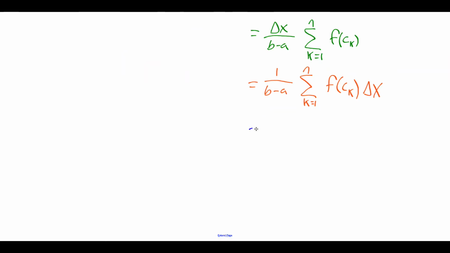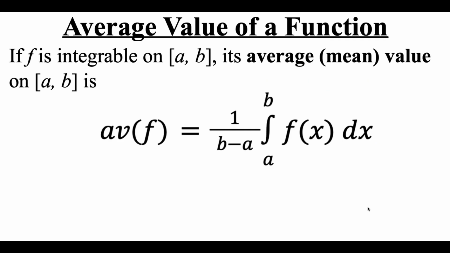And as we talked about those Riemann sums, we made a connection between a Riemann sum and an integral of our function from a to b. So we can say that if our function f is integrable on the interval from a to b, then the average or mean value on that interval is 1 over b minus a times the integral of our function f of x from a to b.